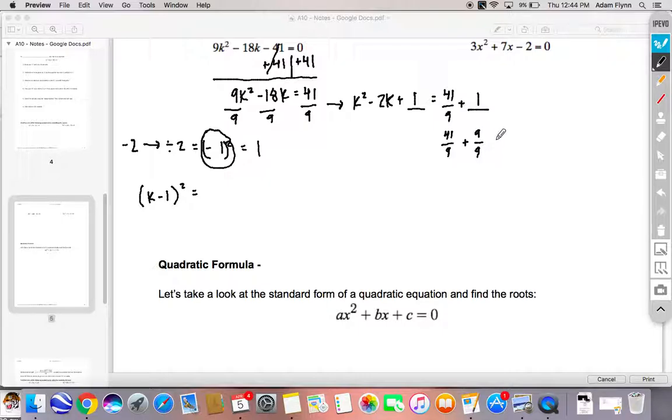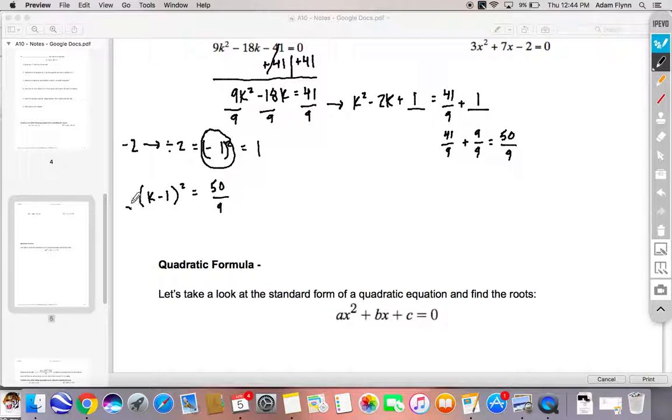So 1 can be changed to 9 over 9. Add across the top and we get 50. And the bottom stays the same. So we know the right side of our equation will be 50 over 9.